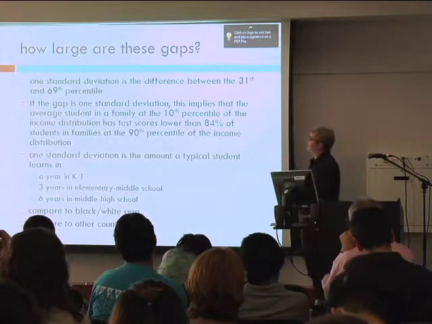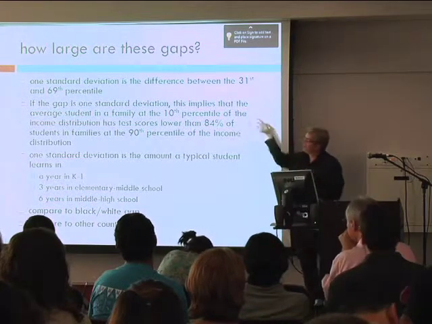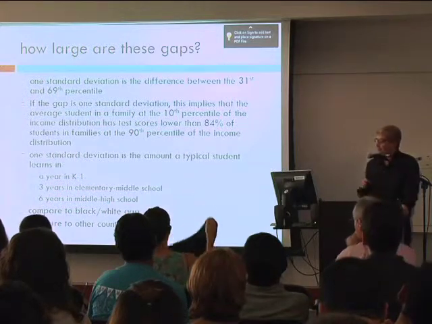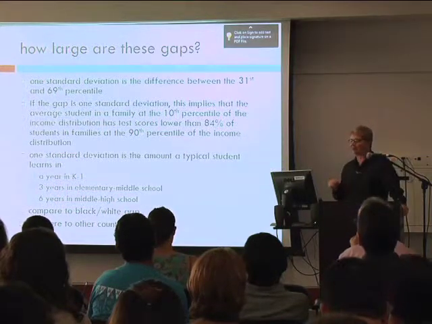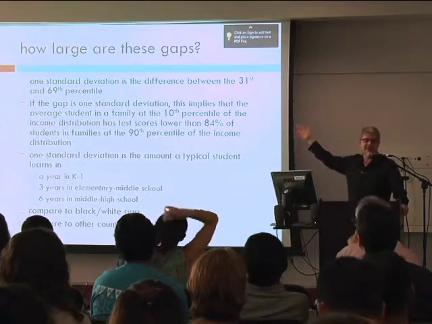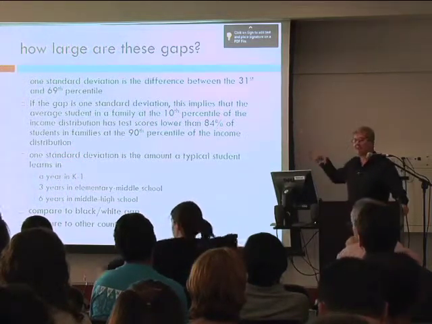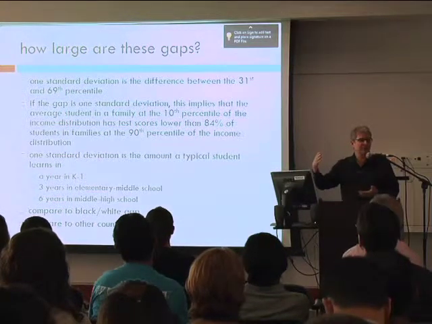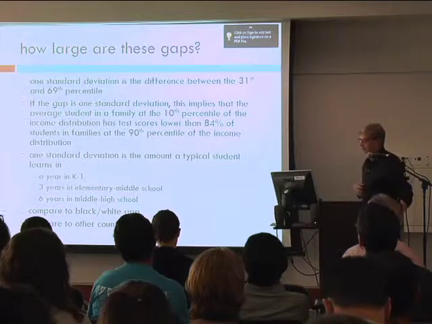Another way of saying it is that the average student at the 10th percentile of the income distribution has scores lower than 84% of the students in families at the high end. That's if the gap were 1 standard deviation. It's actually worse than that because it's 1.25 standard deviations. So a standard deviation is a big difference. So to say the gap is now 1.25 standard deviations is to say it's quite large.